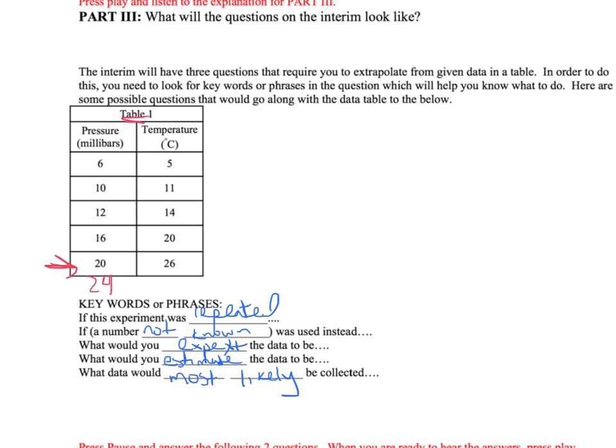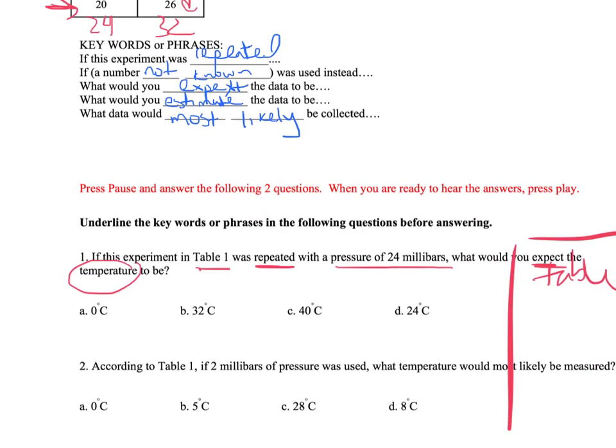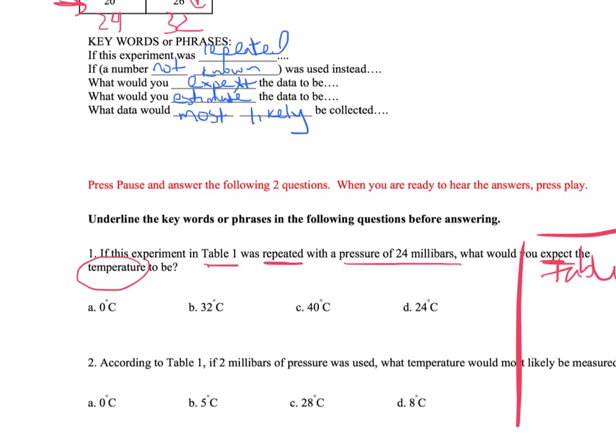So if I go up by 4 here, then this side, each time it's going up by 6. So 26 plus 6 is 32. So I would expect the temperature to be 32. And I would choose B.